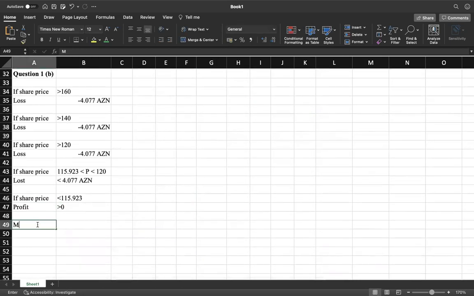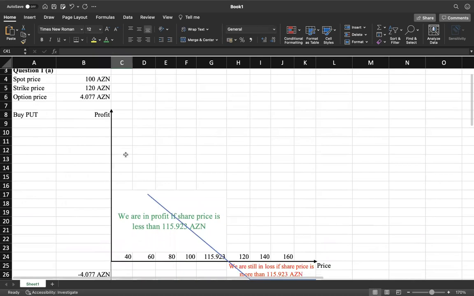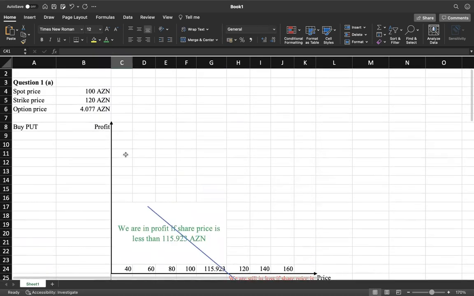So the profit range: profit if P, the stock price, is in between 0 and 115. So we are done with both parts of the first question. That's how the first question is calculated.